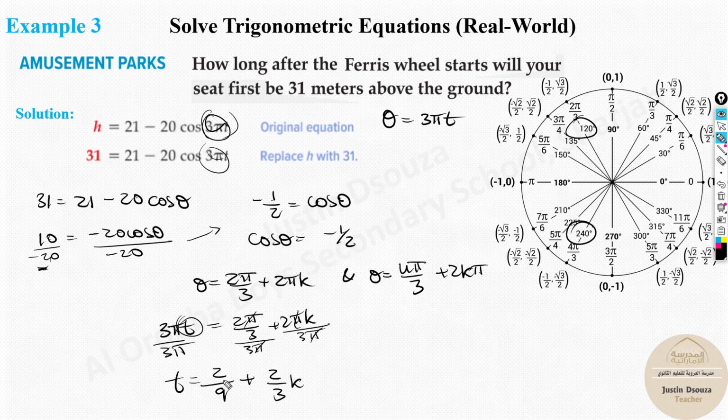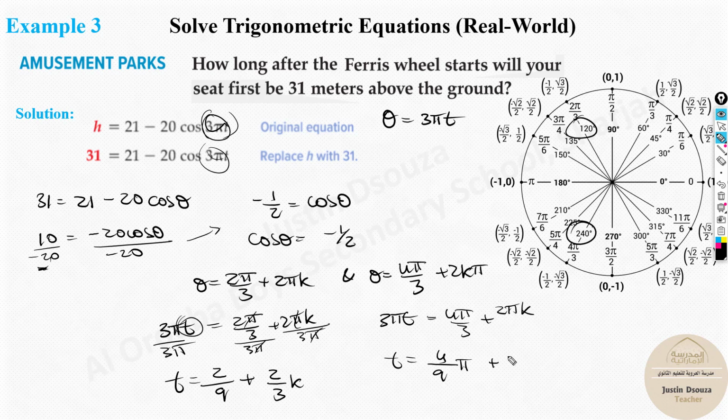This is the new period. Every 2 by 3, it will start repeating, not at 2 pi, because over here it is not just theta, it is a different term. So the period changes. Now what about this one? Here also substitute theta with 3 pi t: 4 pi by 3 plus over here we have 2 pi k. Now divide all the sides by 3 pi and you will get t is equal to 4 by 9 plus 2/3 k.